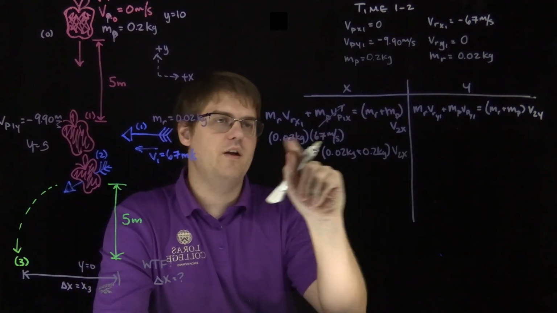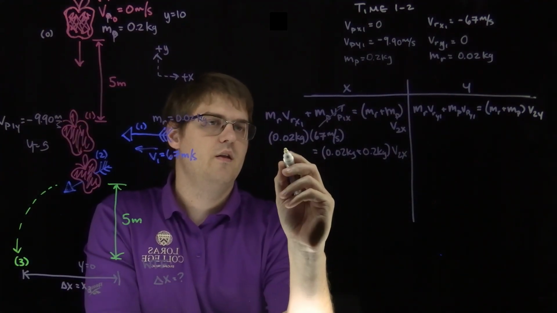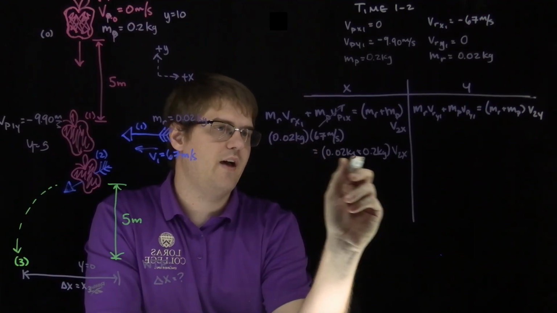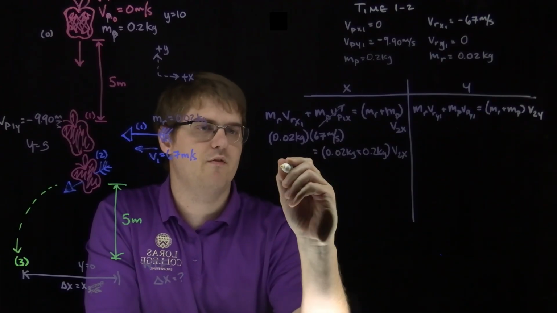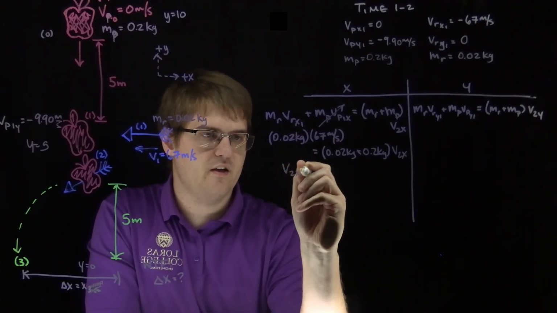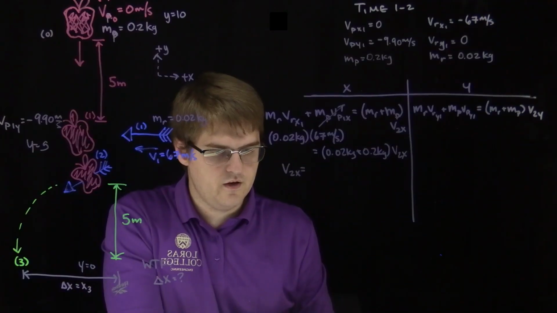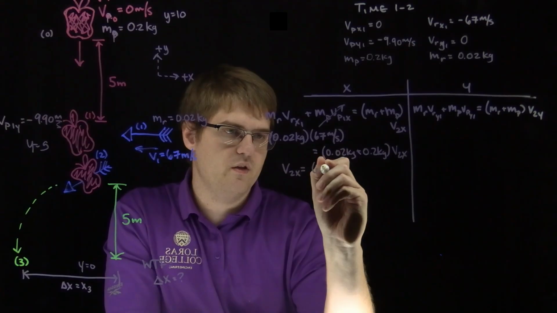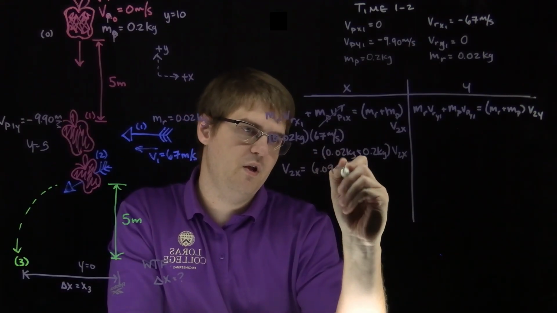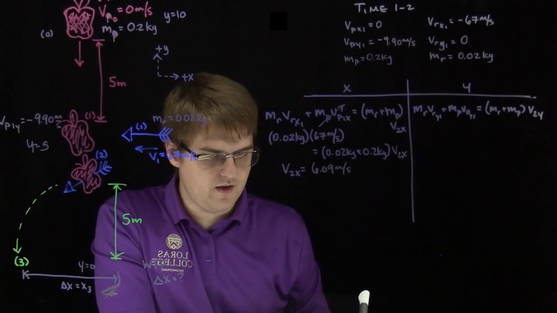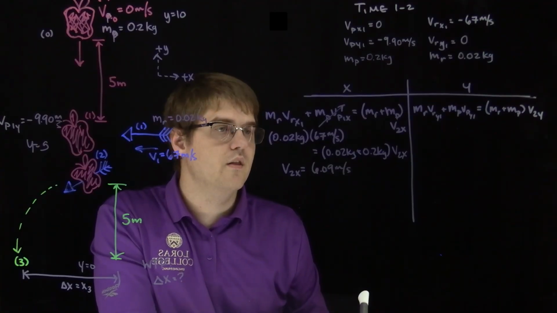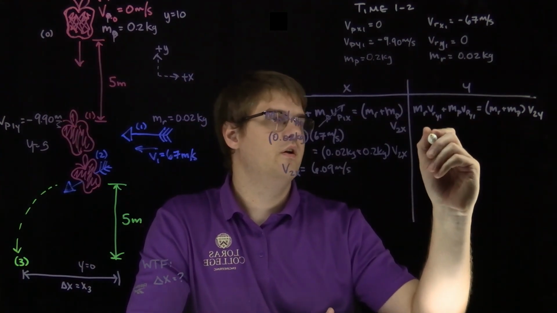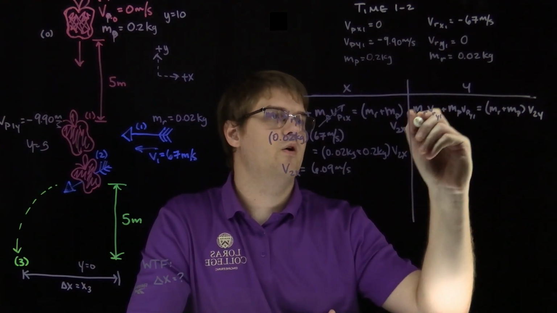And then finally, I'm going to take this 0.02 times 67 and divide by this 0.22, and that'll give me my velocity 2 in the x. And that gives me a velocity of 6.09 meters per second in the x. That is correct. Okay.